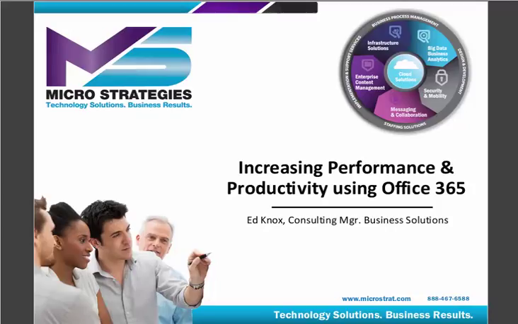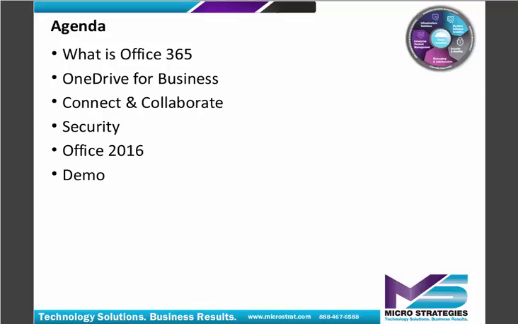So let's start off with the agenda. The goal of today, we're going to walk through an overview of what Office 365 is, both from a service offering as well as a client user interface. And then we're going to walk into OneDrive for Business and what that brings to the collaboration space. From there, we'll talk about the different products that allow the entire team and organization to collaborate with each other. Then we'll talk about security inside the platform, a little bit about Office 2016, and then we'll walk through a demo and then talk about Q&A.